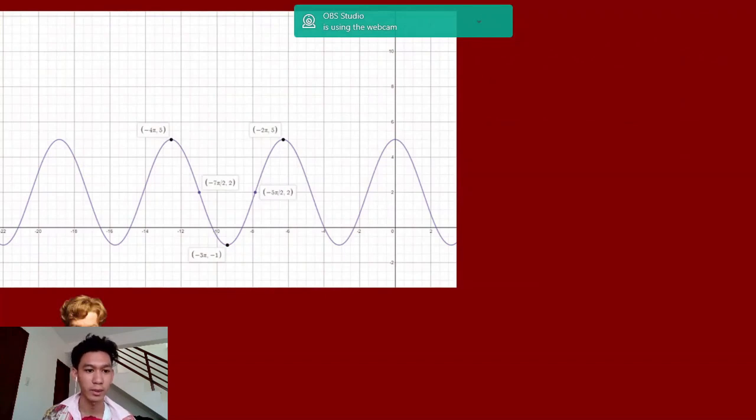This is the graph. As you can see, negative 4 pi and 5, then negative 7 pi over 2 and 2, then negative 3 pi and negative 1, negative 2 pi and 5, negative 5 pi over 2 and 2. That's all for cosine.